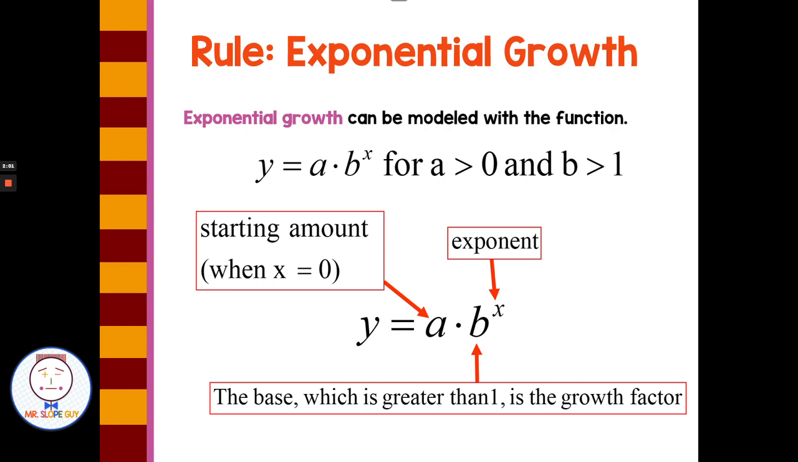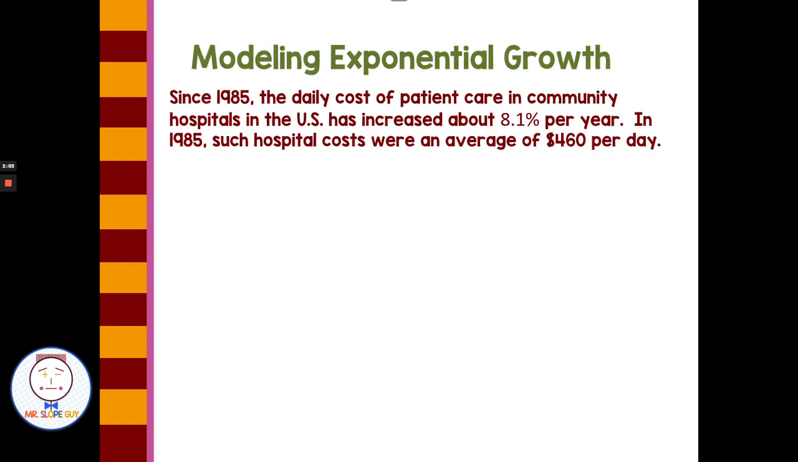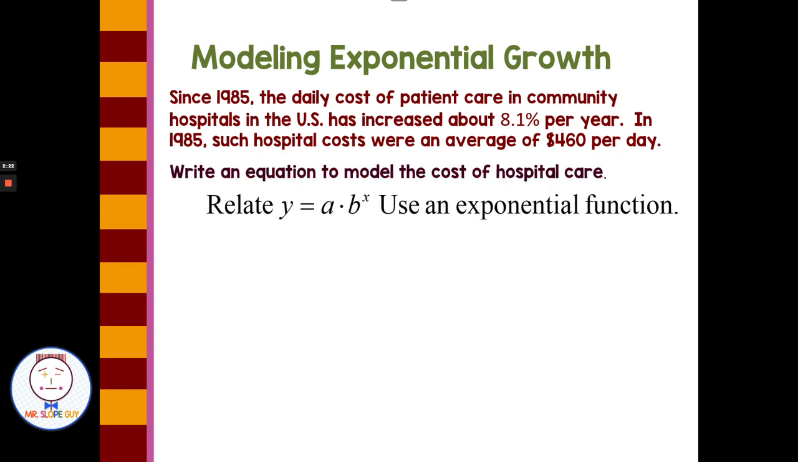So let's look at some more real-world examples. Since 1985, the daily cost of patient care in community hospitals in the U.S. has increased by 8.1% per year. In 1985, such hospital costs were an average of $460 per day. So we're relating this to y equals a times b to the x to write an exponential model of the cost of hospital care.